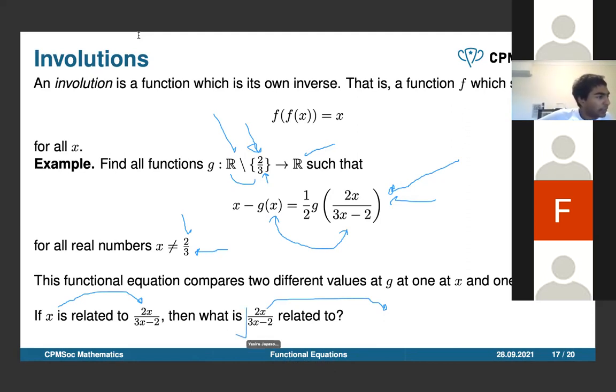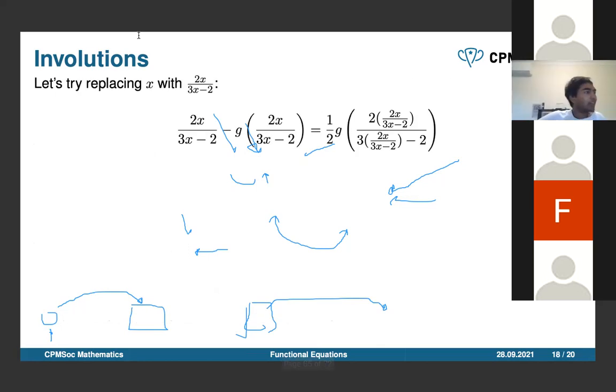So we have the variable x, and using x we get this new expression here. But the question is, what if, instead of having x here, we try inputting 2x/(3x − 2) and replace it with x? On the next slide, we'll have a look at what happens.